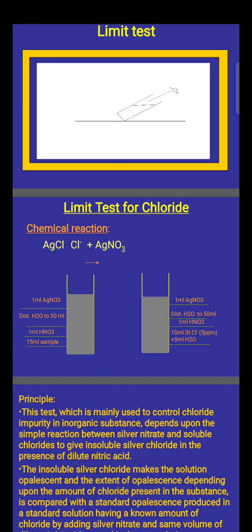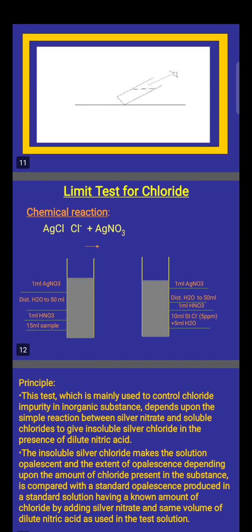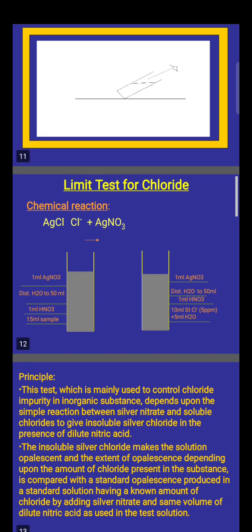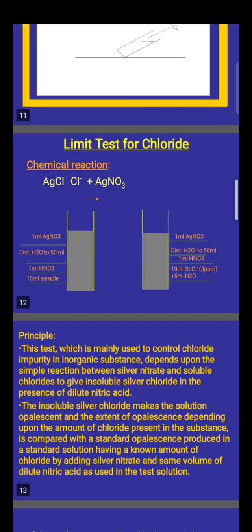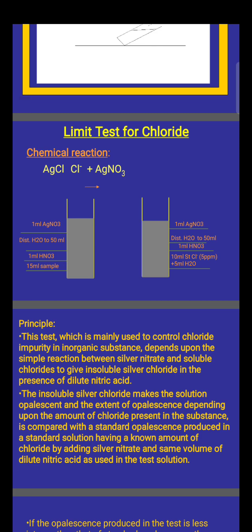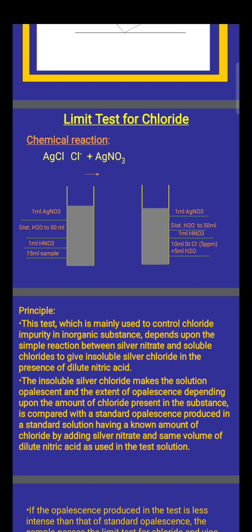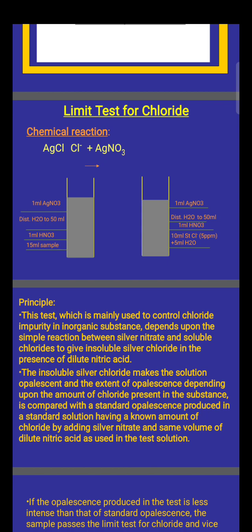So first we will see the limit test for chloride. The chemical reaction is given here. You can see Cl minus, that is chloride, plus silver nitrate gives silver chloride. You can see here two Nessler cylinders, one for the standard and one for the test. In both of these Nessler cylinders, all solutions are filled up to the 50 ml mark. Which solutions are required to perform the limit test for chloride?